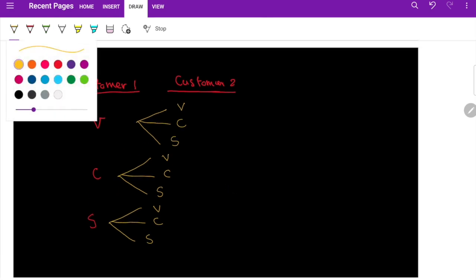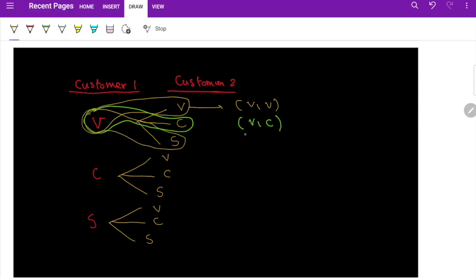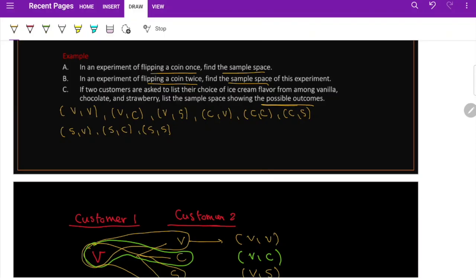So what is a single outcome? The single outcome, the first customer may choose vanilla, the second customer may choose vanilla. This is VV. Or the first customer is going to choose vanilla, the second customer is going to choose chocolate, so VC. Or the first customer is going to pick vanilla, the other one is going to pick strawberry, so VS, right? And continue doing all of this to get the same answers we got here. So this is the sample space. These are very important concepts that we need to understand. Let's continue.